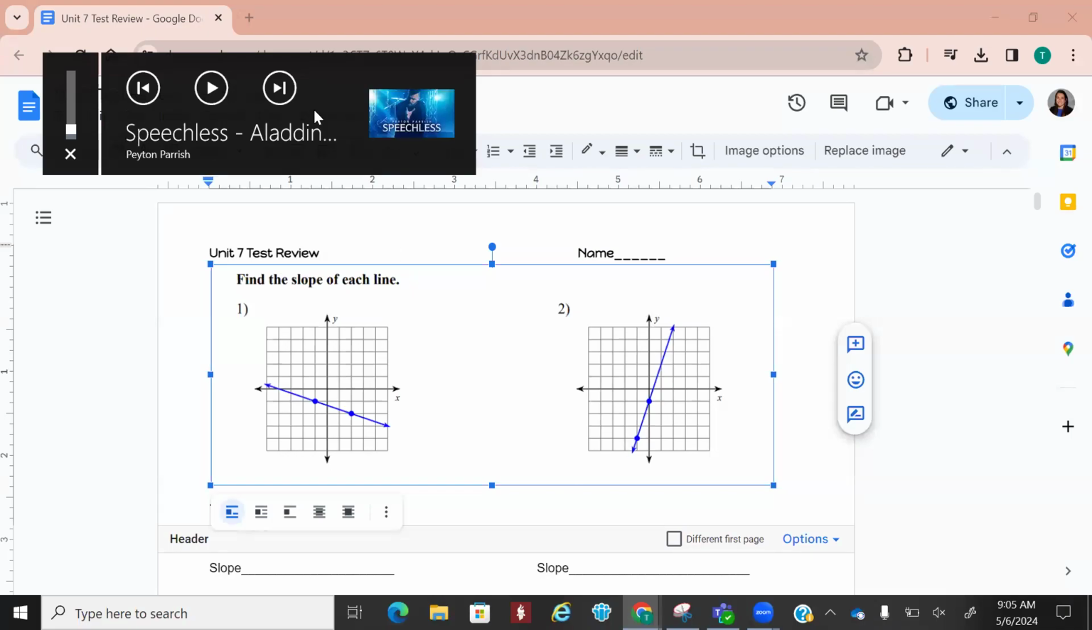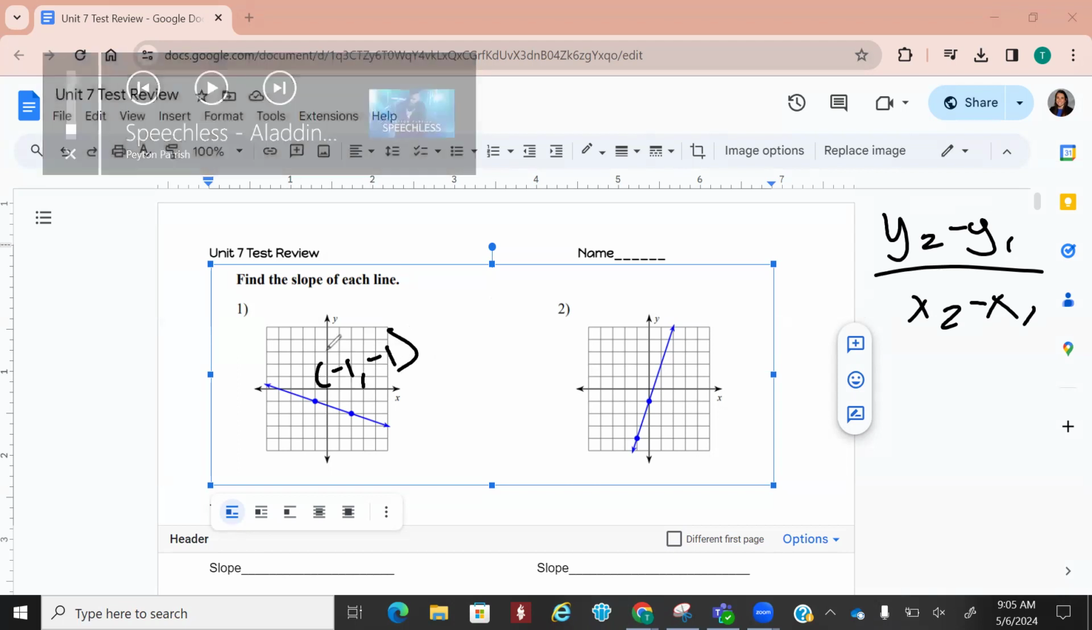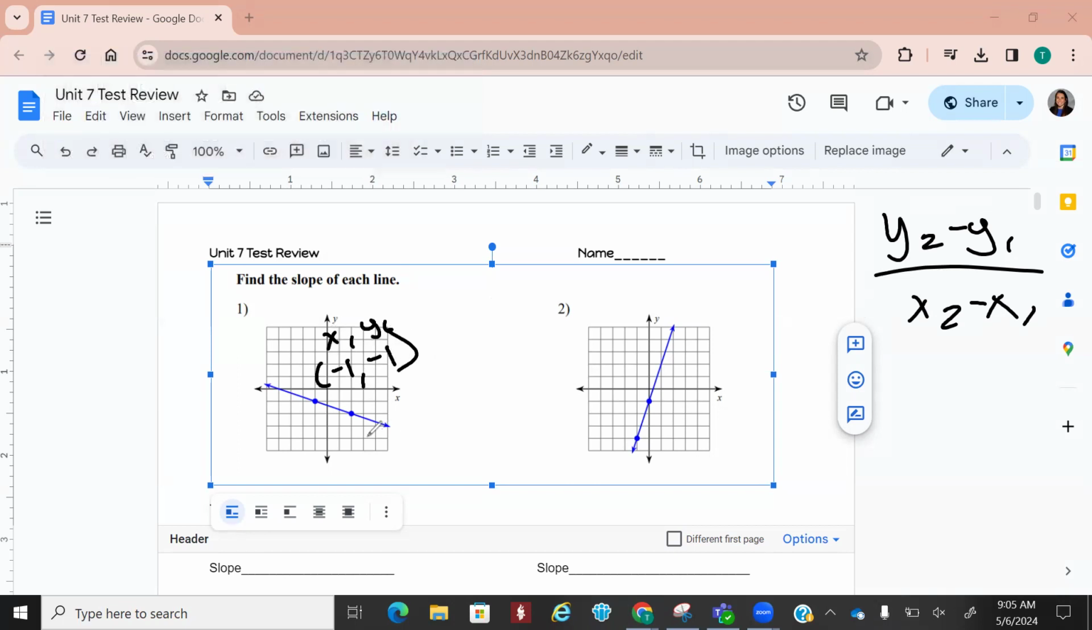Okay, so just a reminder, slope formula is going to be y2 minus y1 over x2 minus x1. It really doesn't matter which point you label what. They just need to go in the right spot. So for instance, this one right here is going to be -1 comma -1. Let's just label that as x1, y1. Over here, this is 2, -2. That's going to be x2, y2. Okay, and then we're going to plug this in.